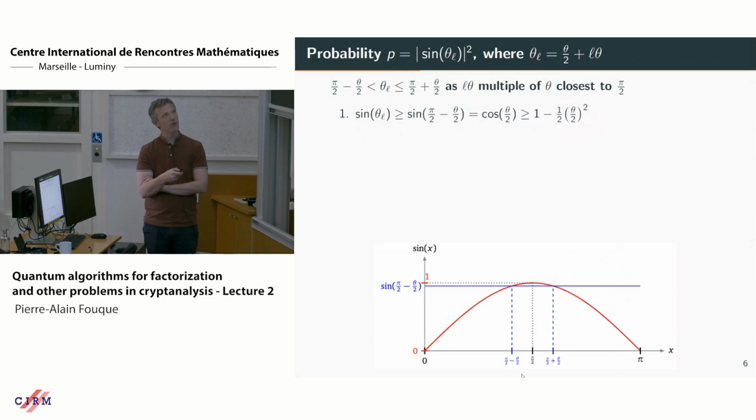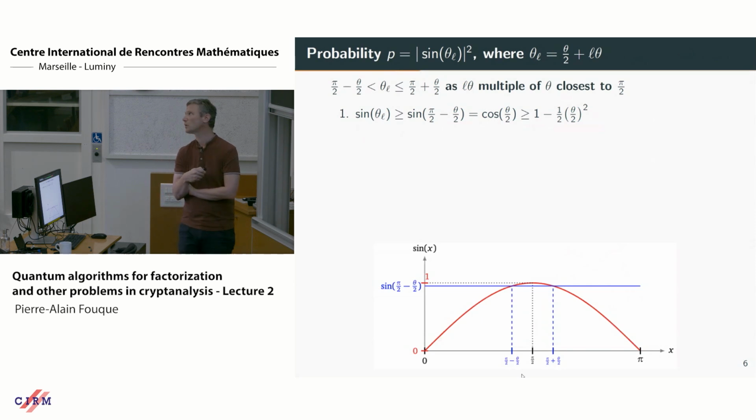Now I know that the sine is larger. This sine is, in fact, equal to this cosine, and for the cosine you can do some Taylor evaluation. You can show that it's larger than this one because the fourth term is positive.